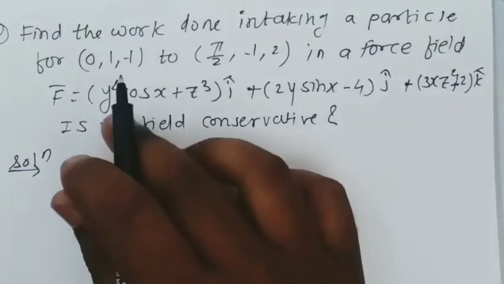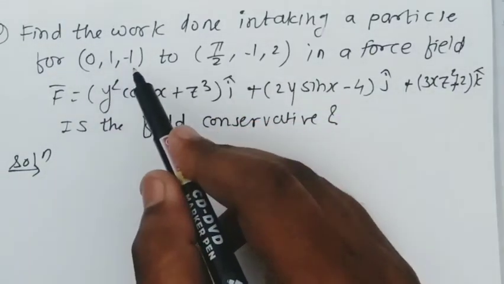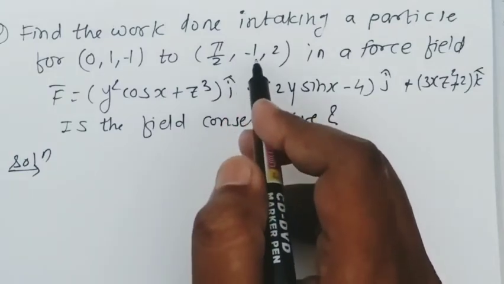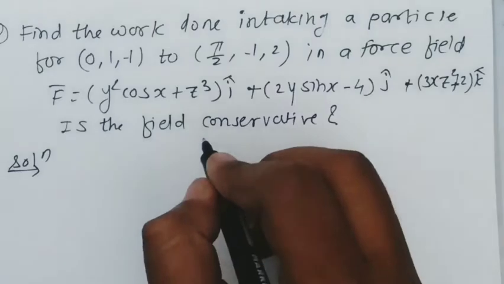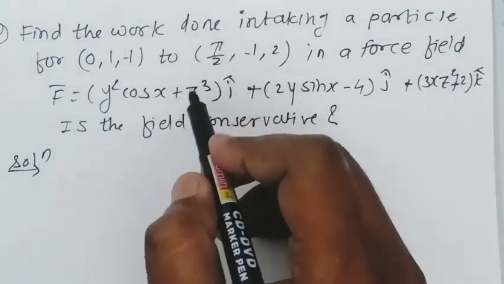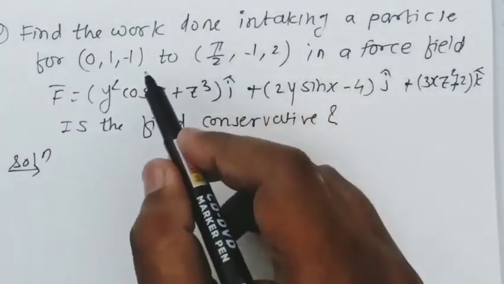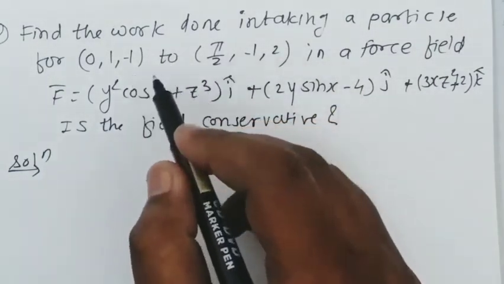This is another problem on work done. Find the work done in taking a particle from (0, 1, minus 1) to (pi by 2, minus 1, 2) in a force field given by this equation. Is the field conservative? Now in this problem, if you see, the equation of curve is not mentioned, but the points are mentioned, means two end points of the curve are mentioned.